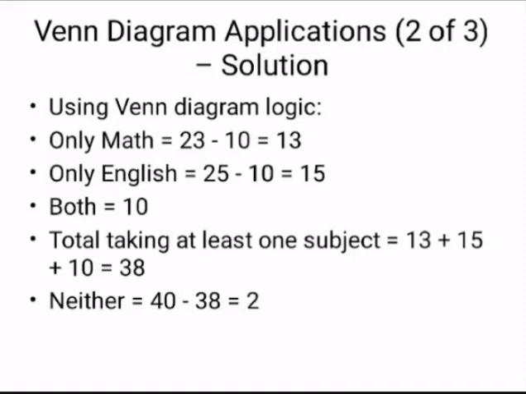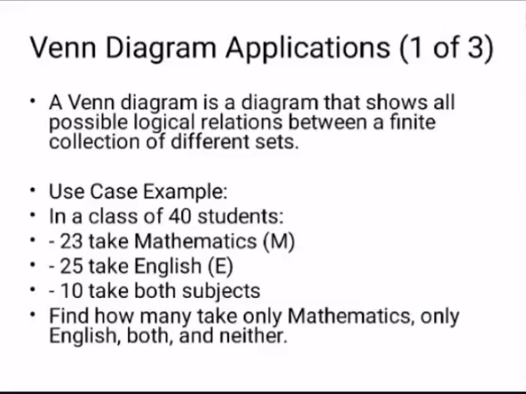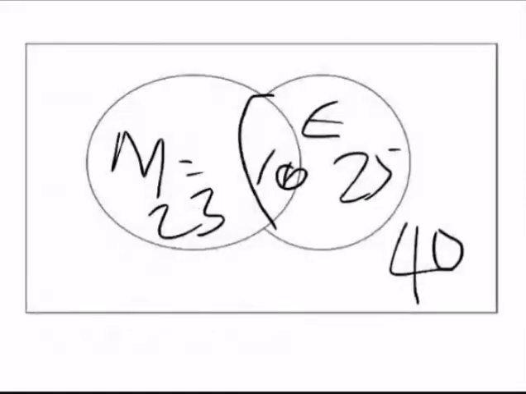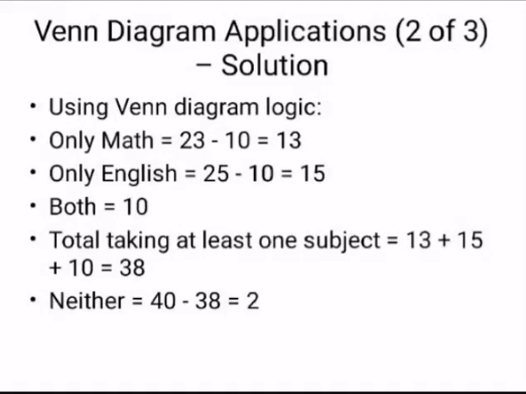So we have only maths, 13. Then to find the people taking English alone, we subtract 10, the number taking both maths and English, from English. So 25 minus 10 gives us 15. And we already know that the people taking both is 10. Now we're looking for those taking at least one subject, that is, the person is offering at least one subject.